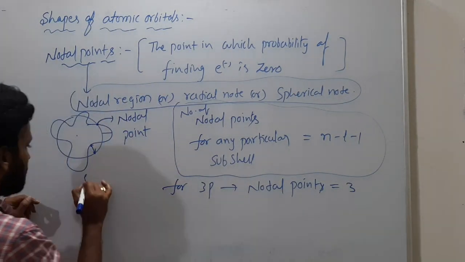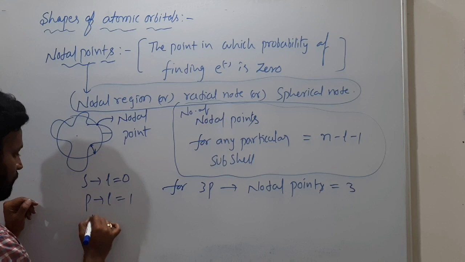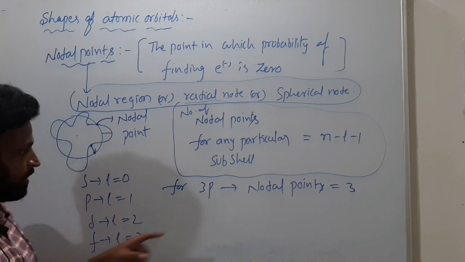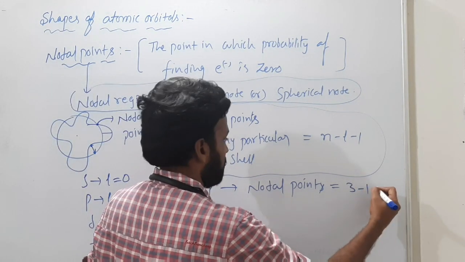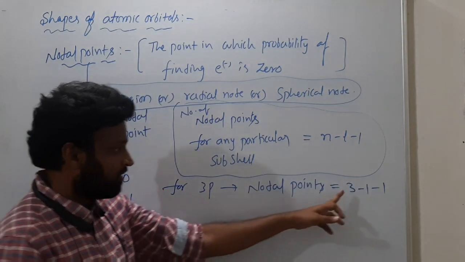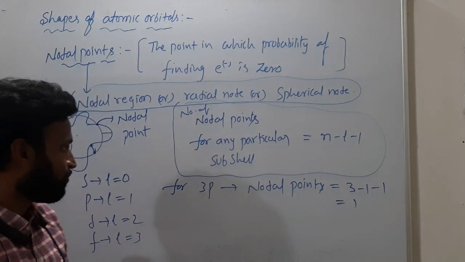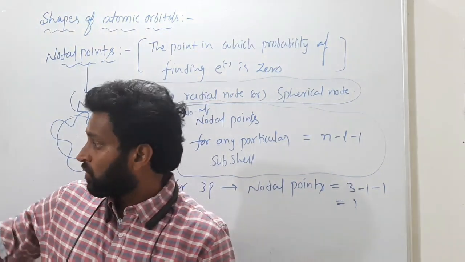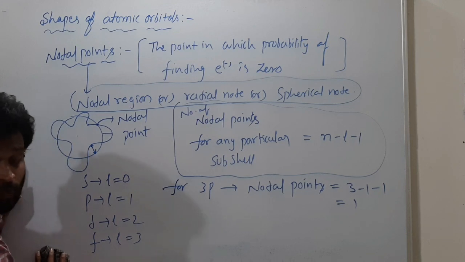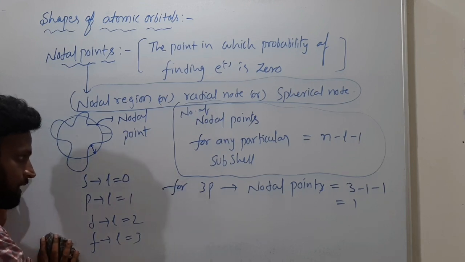For s subshell, l is equal to 0. For p, l is equal to 1. For d, l is equal to 2. For f, l is equal to 3. So for p subshell, it is 3 minus 1 minus 1, because n minus l minus 1. So there is just one nodal point for 3p. Understood? Any doubt, please ask me, no problem.